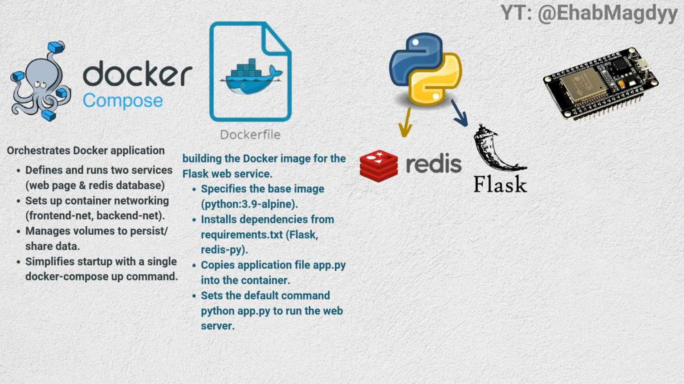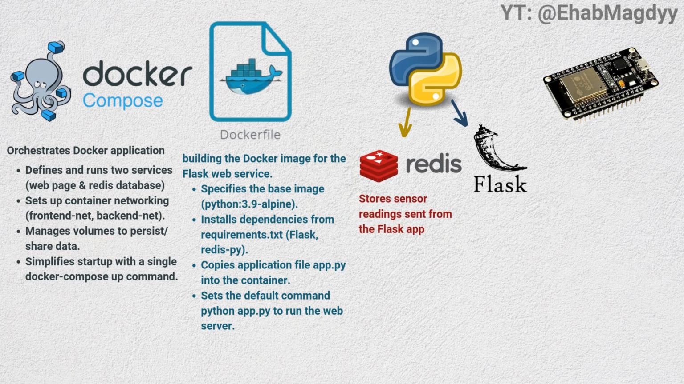The Dockerfile is used for building the Docker image for the Flask web service. It does the following in our project: specifies the base image, which is Python 3.9 Alpine. Installs dependencies from the requirements.txt file, which are Flask and Redis. Copies the application file app.py into the container. Sets the default command, python app.py, to run the web server.